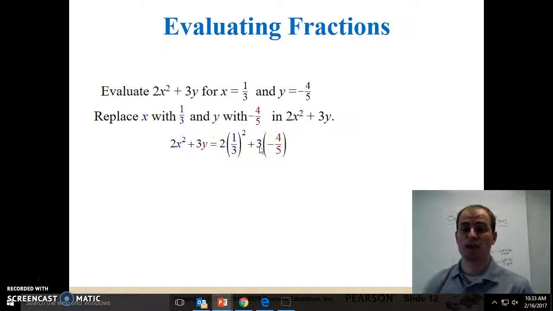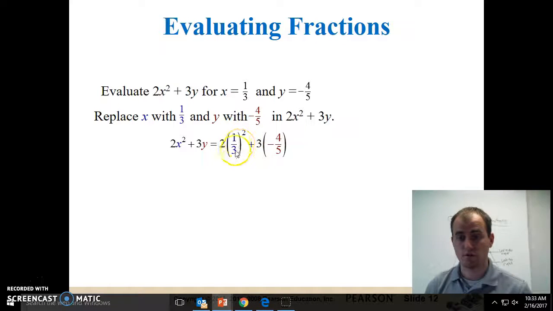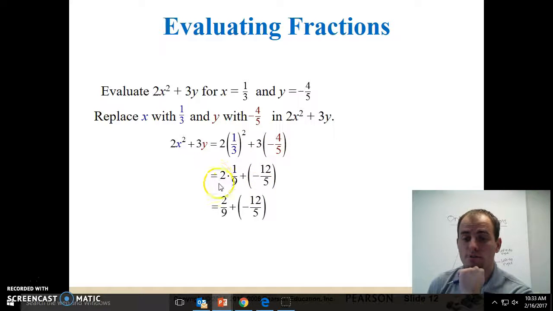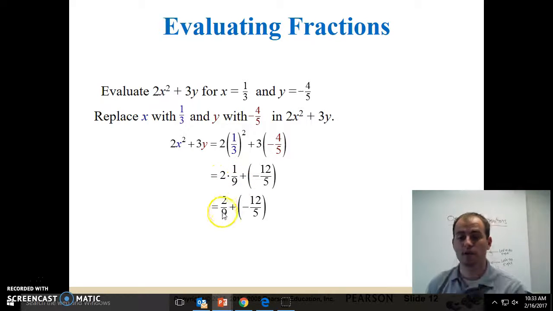Well, remember, you always do your exponents first. So 1/3 squared means 1 squared, which is 1, and 3 squared, which is 9. So it'll be 1 over 9. Remember, this is 2 over 1. Okay, it looks like at the same time they multiplied. I would have waited till the next step to do that, but you can do that. 3 times 4 is negative 12 over 5. 2 over 1 times 1 over 9 is 2/9 plus negative 12/5. So basically we did our multiplication step for both of these.